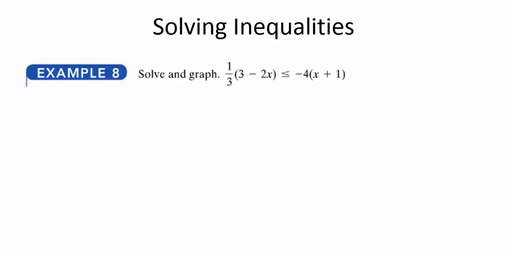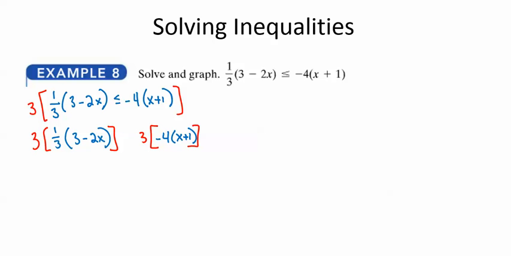Here, we're going to be focusing on the distributive property, but we do have to deal with the problem of the fractions in front of the left side. So I'll rewrite my problem. I have 1/3 times (3 minus 2x) less than or equal to -4 times (x plus 1). What I want to do is multiply both sides by a positive 3. And what that looks like in execution is going to be this.